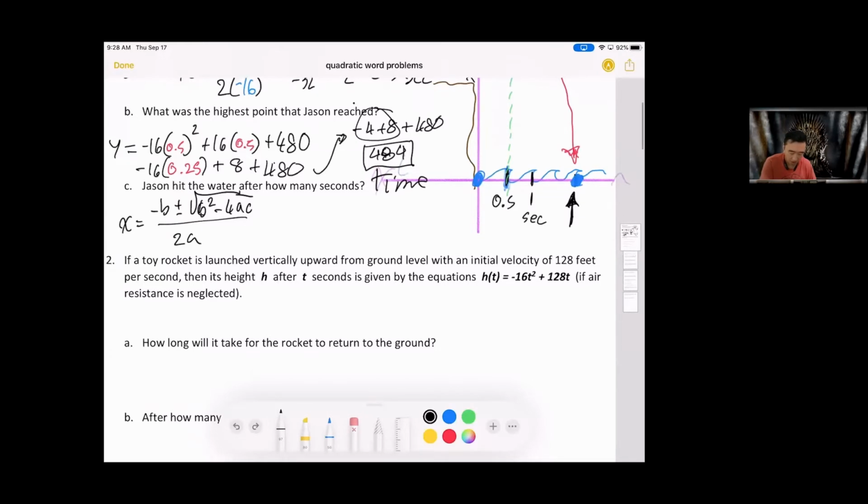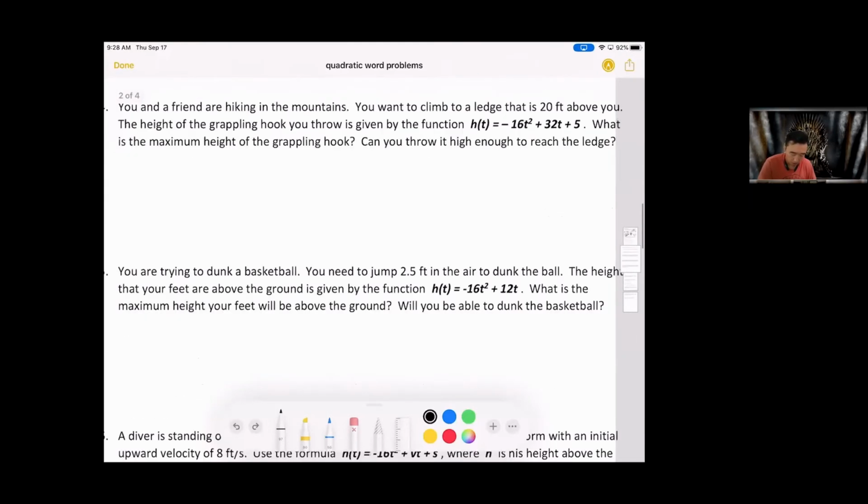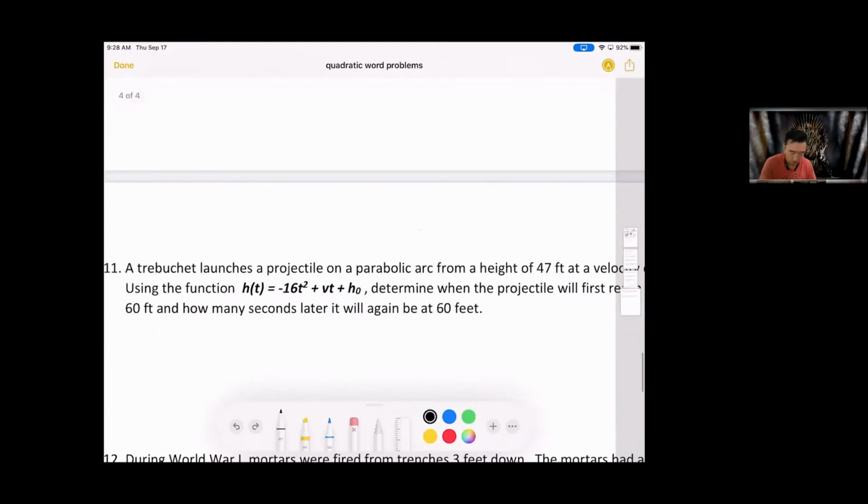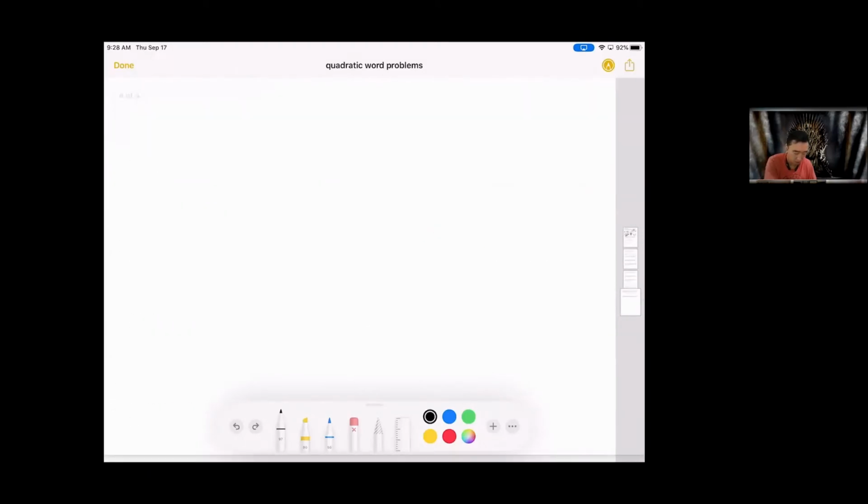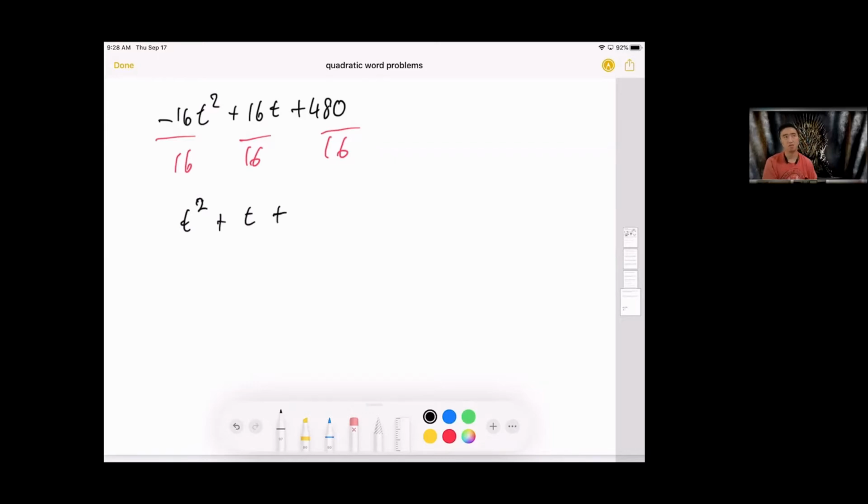So let me see if I have any space down below where I can show that. Okay, some empty space here. So negative 16t squared plus 16t plus 480. I'm going to go ahead and divide all of them by 16, right? And that gives me t squared plus t, what is it, times 20? 30. 30.